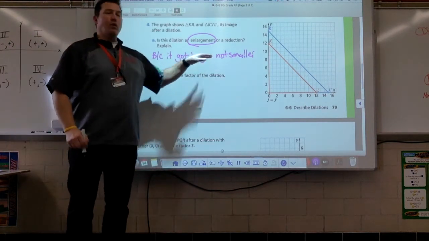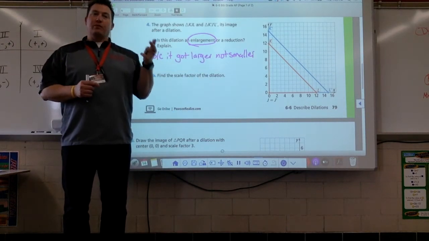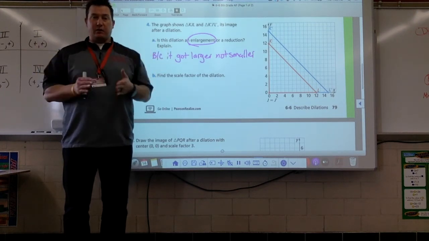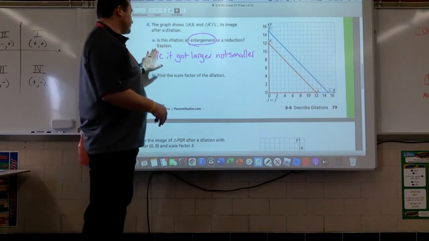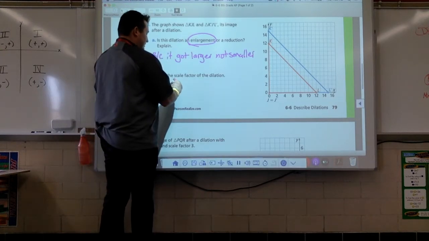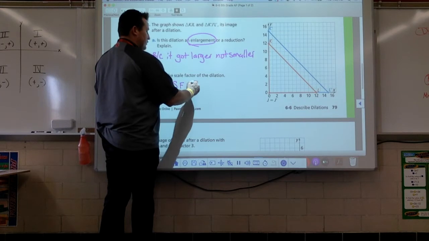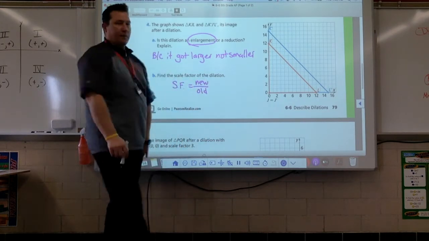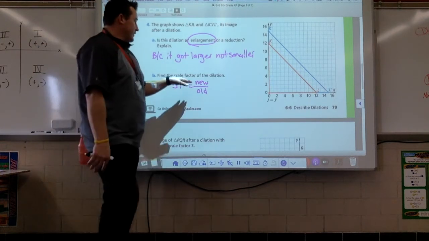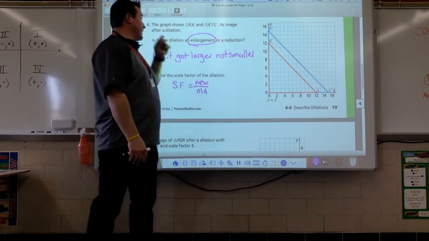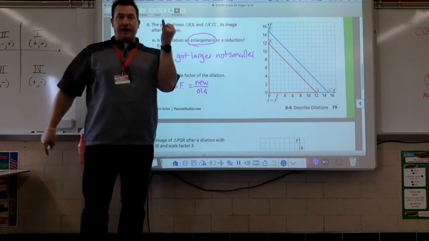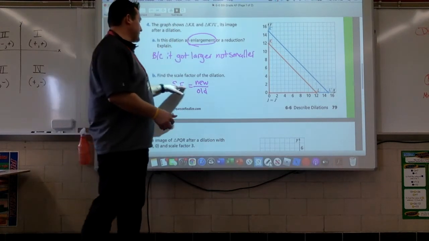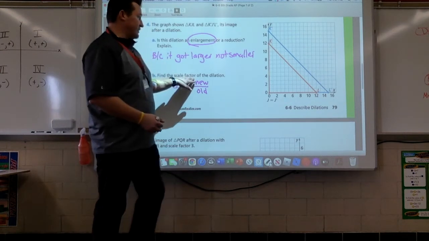Find the scale factor. What do we know about an enlargement when we think of a scale factor? Is that a number bigger than 1 or between 0 and 1? Well, it's bigger than 1. Scale factor equals new divided by old. That's how I remember it. So what is the new figure? We could look at a point, or we can look at a side length. I think sometimes side lengths are easier to look at. So let's find the scale factor.